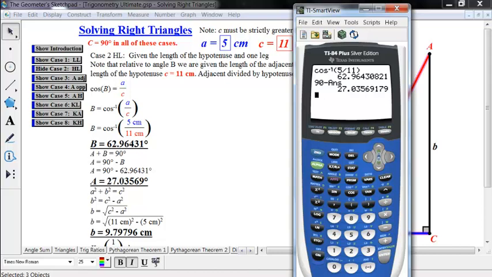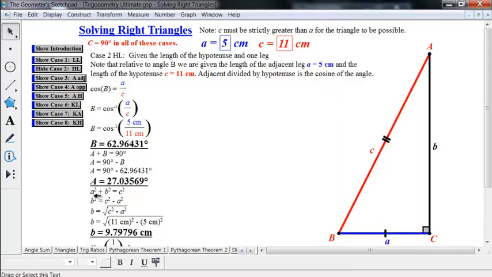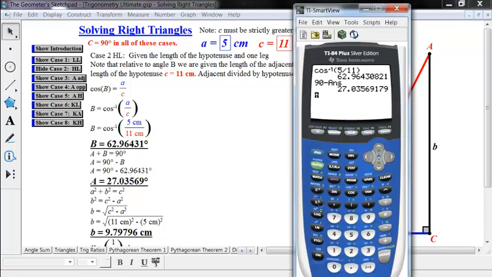Now to get side B, we use the Pythagorean theorem. Notice that a squared plus b squared equals c squared. So subtract a squared from both sides. B squared equals c squared minus a squared, and b equals the square root of c squared minus a squared. So that's the square root of 11 squared minus 5 squared. In the calculator, that's square root of, notice it opens the parentheses, 11 squared minus 5 squared, then close the parentheses. So it does the squaring, then the subtracting, then the square root last, and that gives us the length of our side B, 9.79796 centimeters.